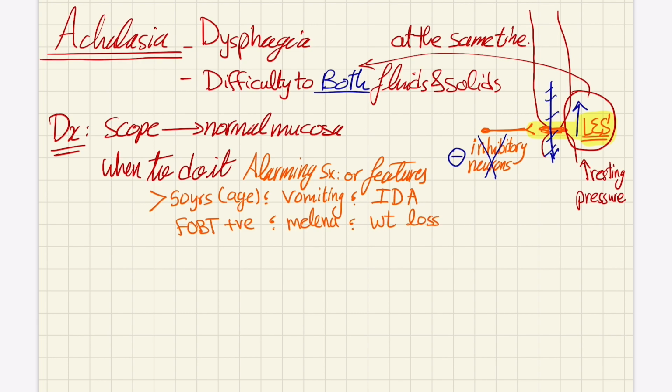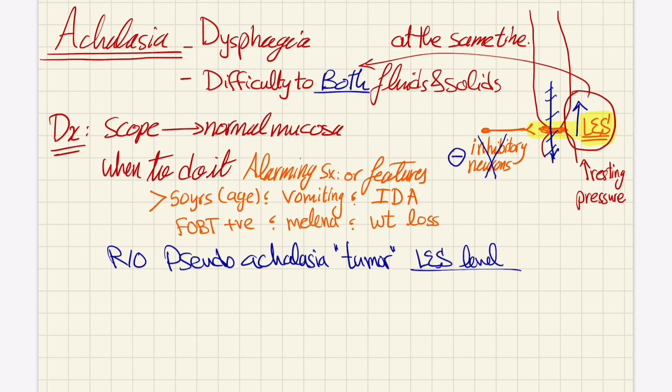We do EGD in these cases to rule out pseudoachalasia. Pseudoachalasia is a tumor, usually at the site of the lower esophageal sphincter, mimicking achalasia. So if the case mentions any of the previous features, we have to do EGD to rule out malignancy and not just take it as achalasia for diagnosis. Otherwise, the mucosa would appear normal on EGD.